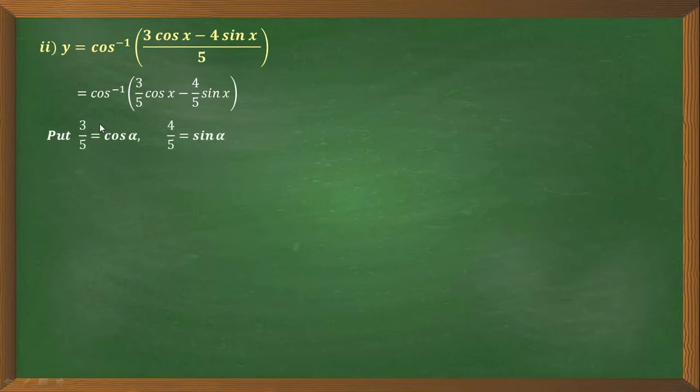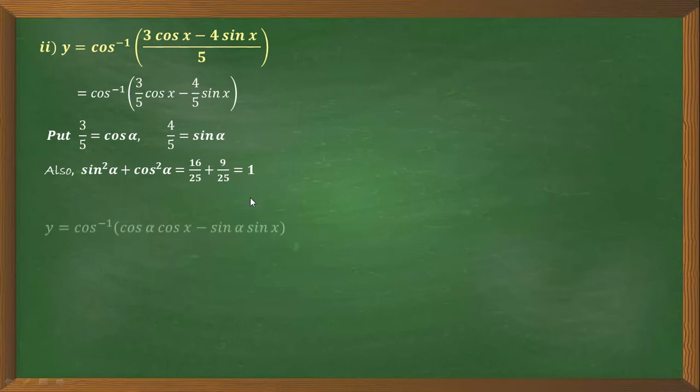Now here as an adjustment, we select 3 by 5 is equal to cos alpha and 4 by 5 is equal to sin alpha, because it satisfies that fundamental identity, that is sin square alpha plus cos square alpha is equal to, check this, we get 1. Now after considering this as cos alpha and this as sin alpha, we get this combination. So it is cos inverse in bracket cos alpha into cos x minus sin alpha into sin x.